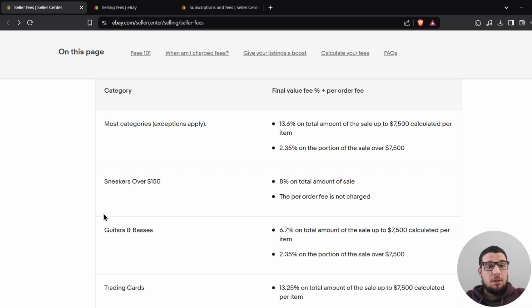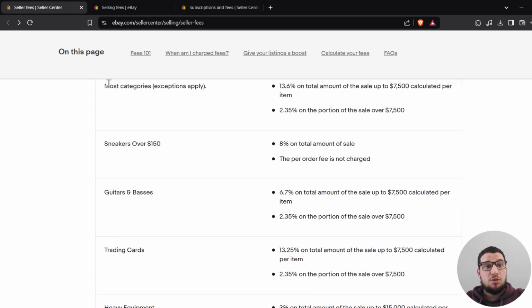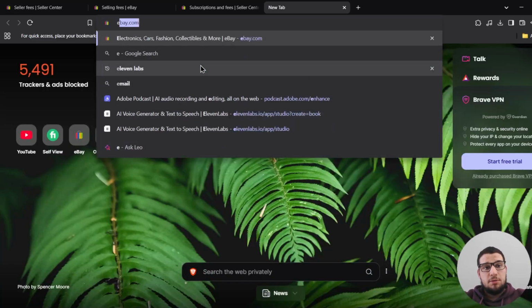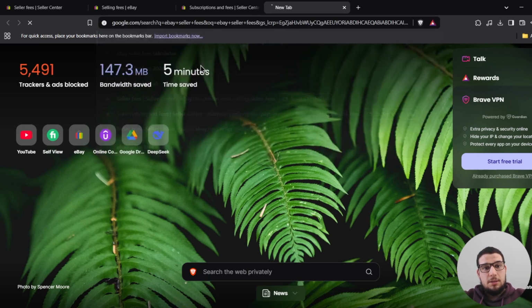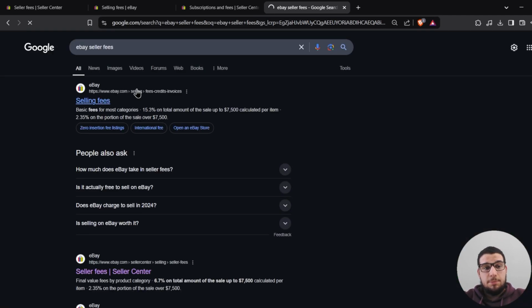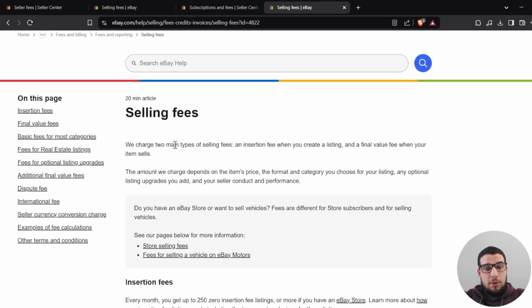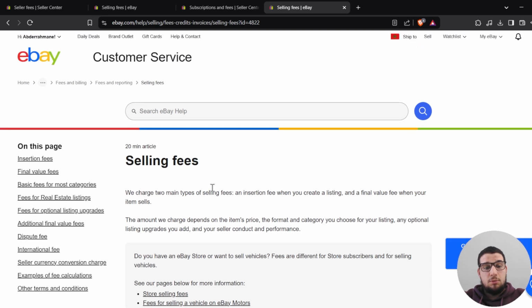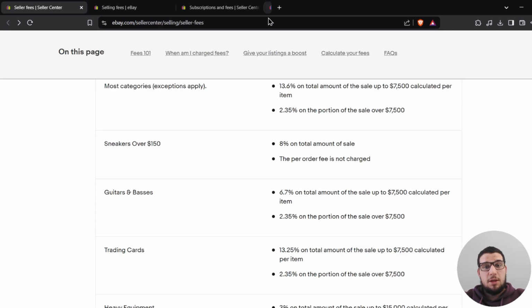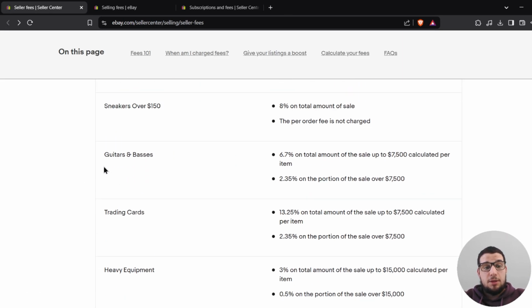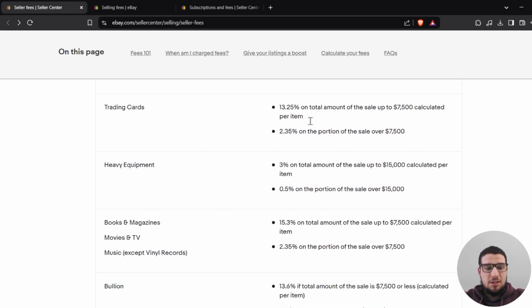So for example, here you can see categories. What I suggest you to do is go to your browser, type eBay seller fees, and then you will be prompted into this page. And right here, you will see everything related to what I'm talking about and see the category that you work with. So for example, if you're working with sneakers over this price point, you're paying 8% on the total amount of sale, and the per order fee is not charged. So you're not getting charged that.